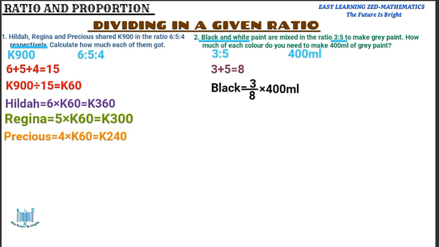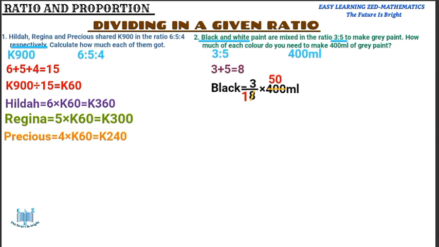Once we've done that, we're going to simplify this expression because it's big. Whether you simplify it or you don't, the answer we're going to get will be the same. So we're going to divide 8 by 8 and 400 by 8. 8 divided by 8 will give us 1, then 400 divided by 8 will give us 50.